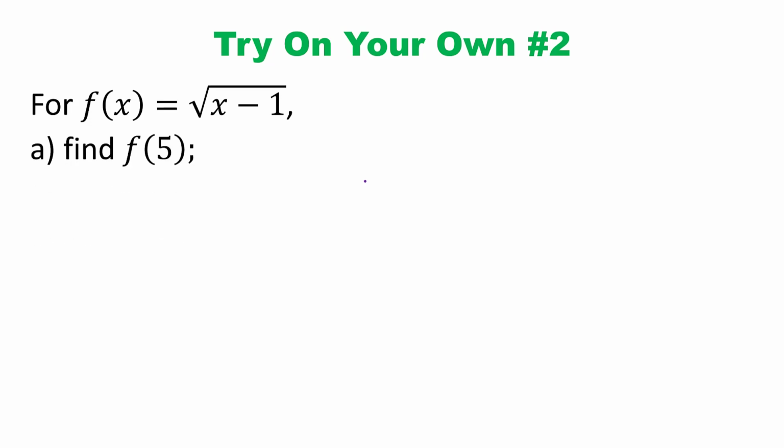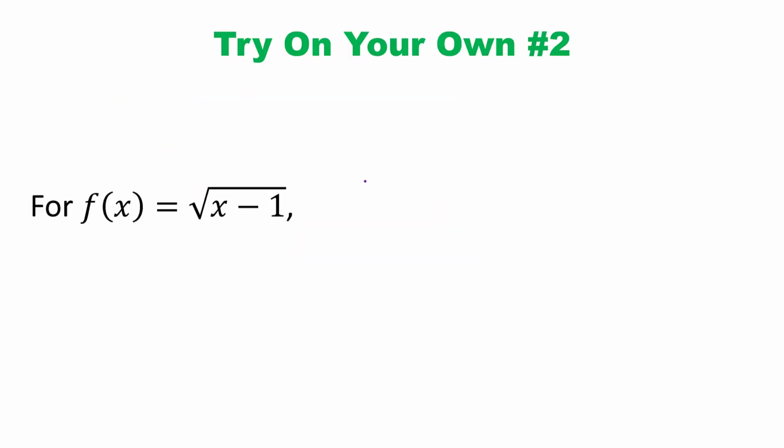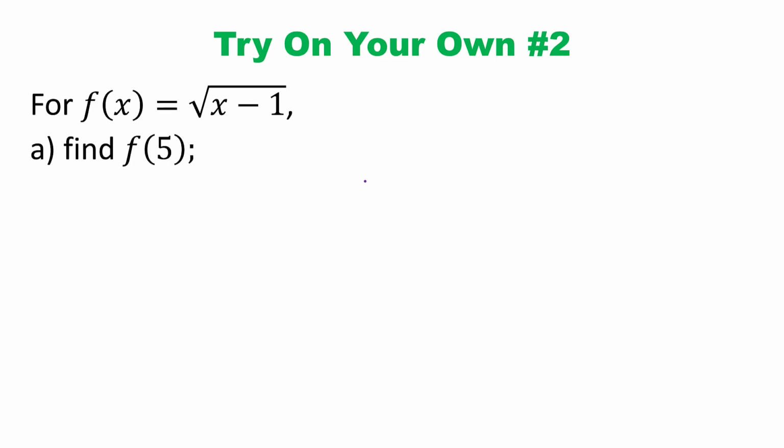And try on your own number 2. So this is the second problem I'll have you try on your own here. We have f of x equals the square root of x minus 1. Oh, is this the same? Find f of 5. I think this is the same problem I just did. Well, you should have an easy time with this one then. So you're going to find f of 5 and then solve f of x equals 5.